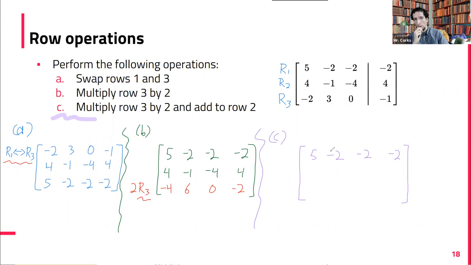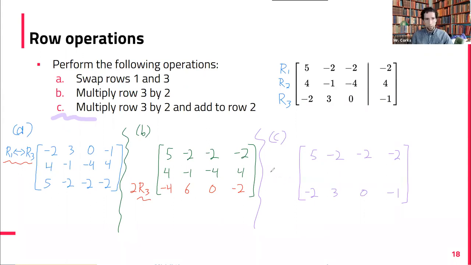Well, the third one will actually change, but we'll add it to row 2, right? So at the end, row 3 will stay the same. We're using row 3 to change row 2, but in the resulting matrix, row 3 is going to be the same. We don't want to change row 3. We are just adding it to a different one. So the row that's changing is row 2. That's the only part that's changing.